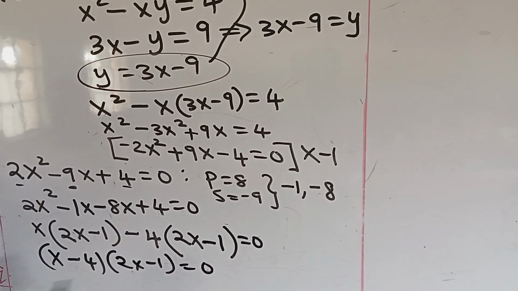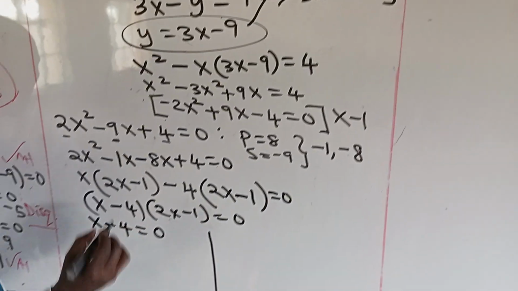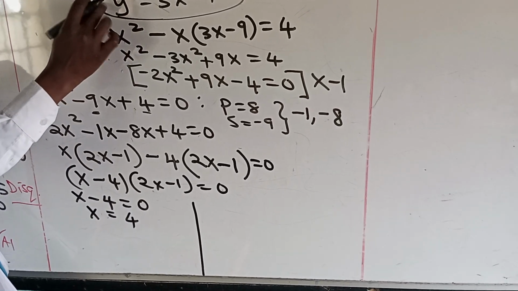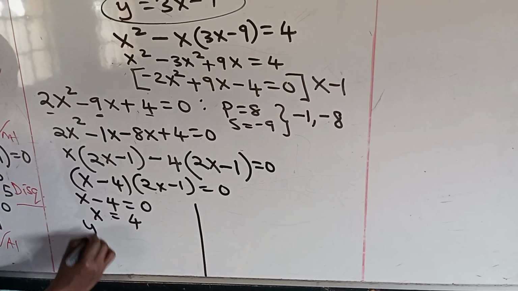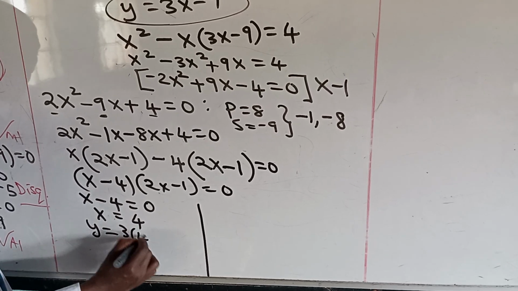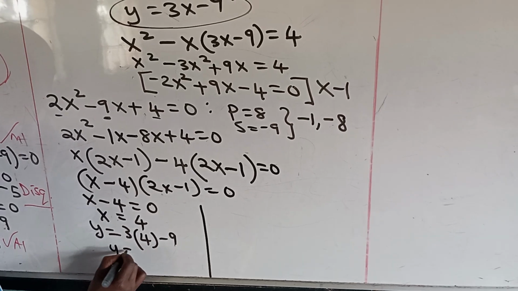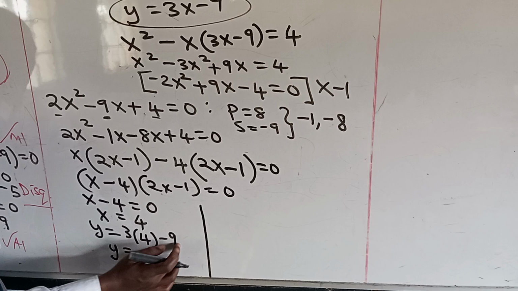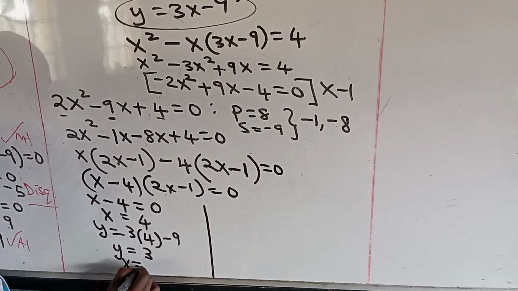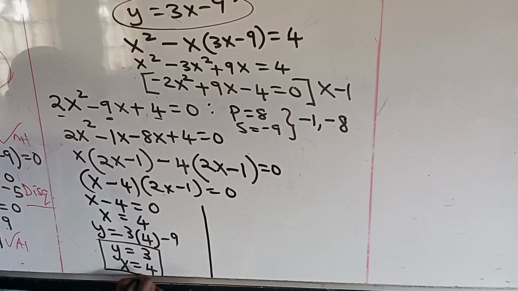So how is this one? We can split this into 2 and say x minus 4 is equal to 0, and therefore x is equal to 4. When x is equal to 4, we come to this expression for y. We get that y was supposed to give us 3 into the value of x, which is 4, and then subtract 9. This is 12 minus 9, and therefore y is equal to 3. We pair that y with x as 4, and we put that together. We pair them together like that.